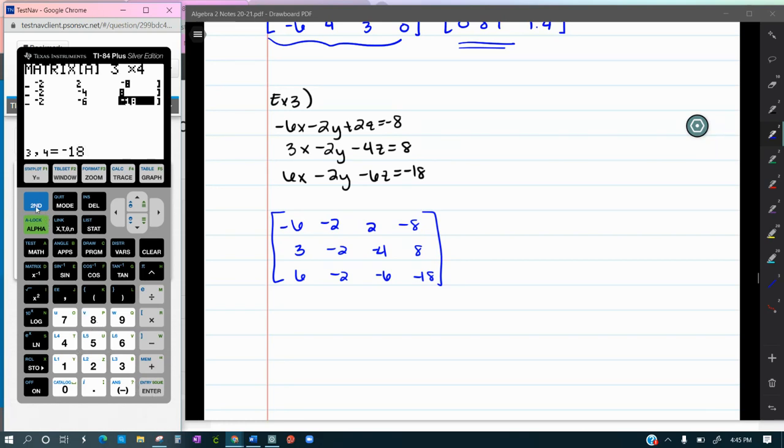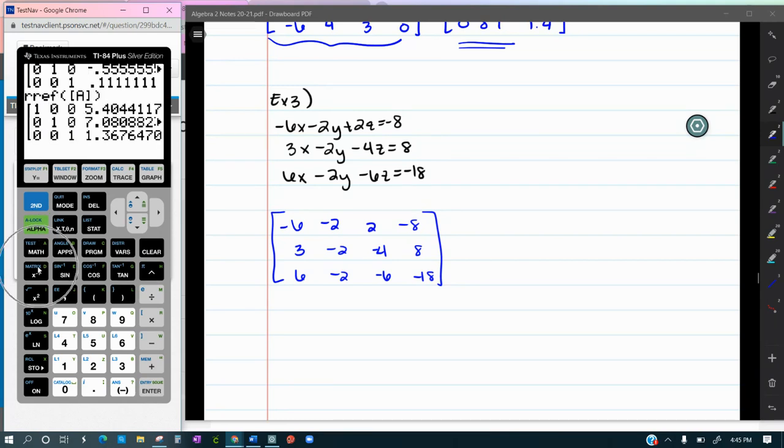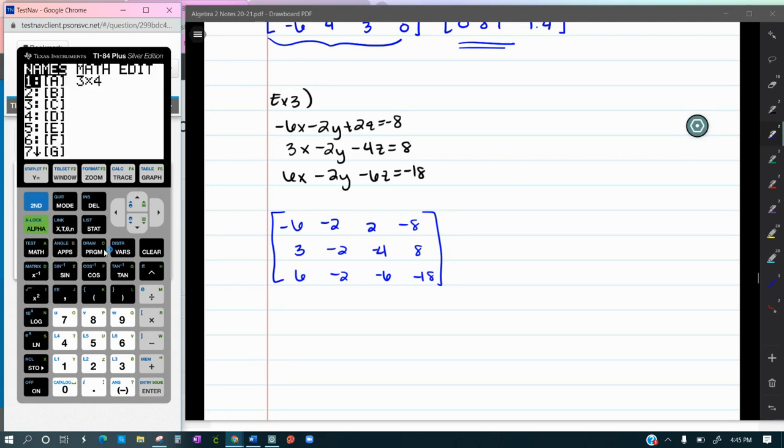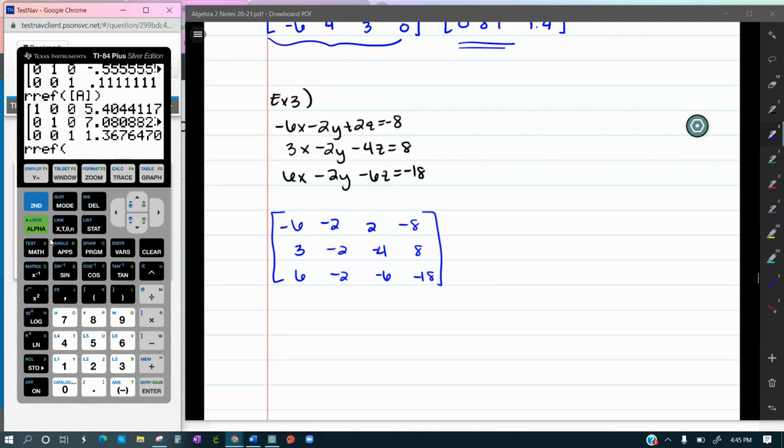Quit back into your calculator screen, so second quit. We're going to do the matrix again, because now we need to get the RREF. So second matrix, go to math, all the way down on letter B to RREF. Press enter. We need to tell it which matrix we want to calculate for, so second matrix again, and we're going to get the letter A matrix. Close the parenthesis.